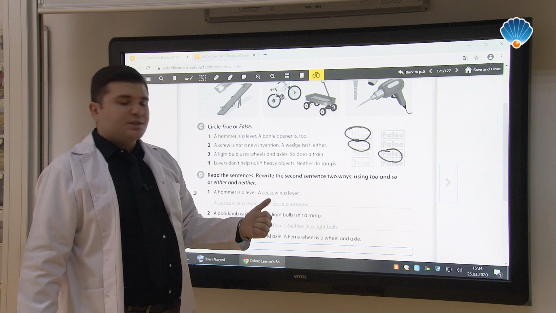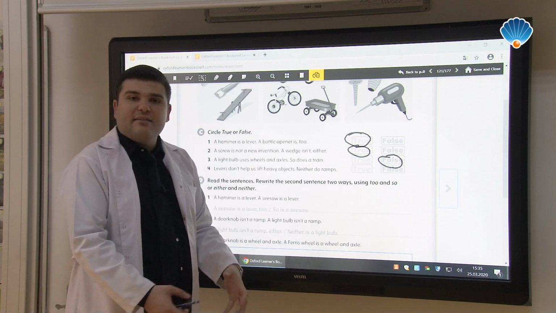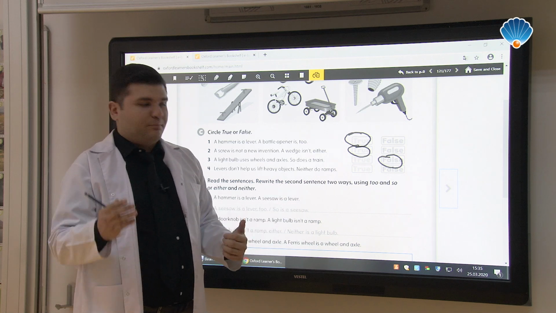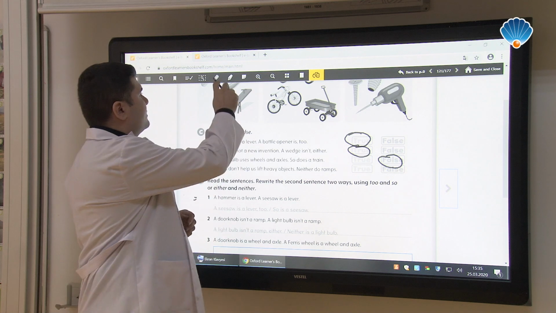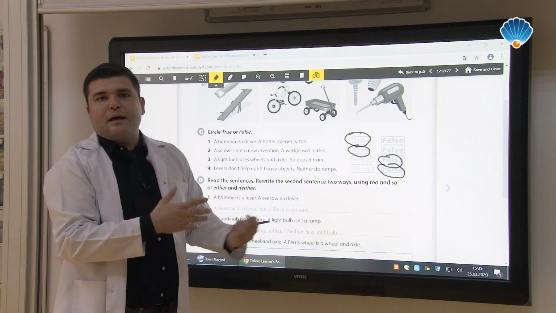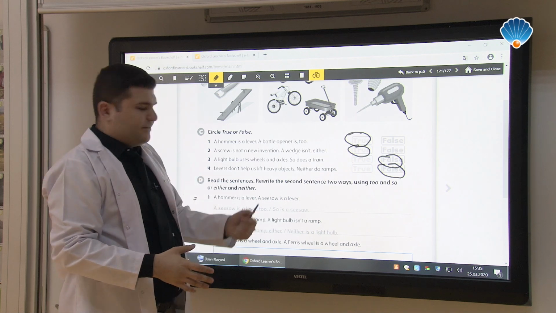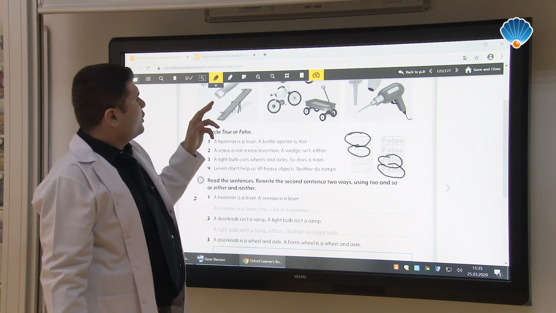And for the last question, it says levers don't help us lift heavy objects, neither do ramps. So what's your answer? Of course it is false. Okay? Because the ramps do help us to lift the heavy objects, right? It's different things. So, okay.